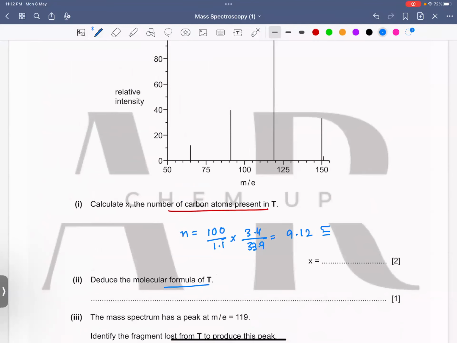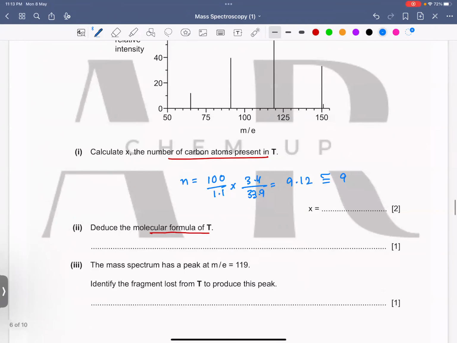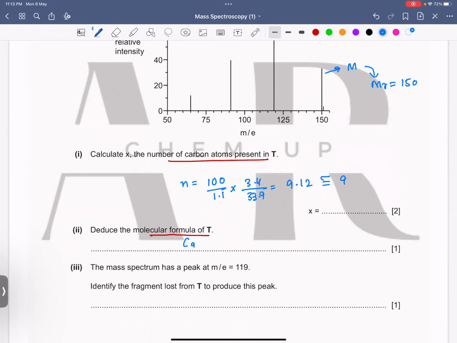Now, they are asking you to find the molecular formula of T. So we know there would be C9. What is the Mr of the compound? That is the M peak, right? So if that is the M peak, which means that the Mr of the compound is equal to 150. So 12 times 9 gives us 108.